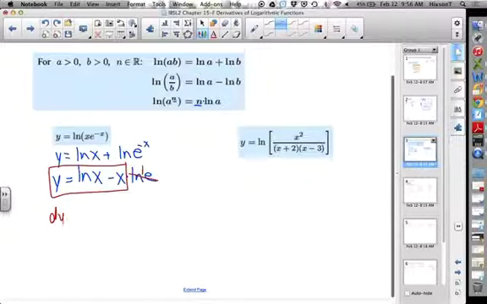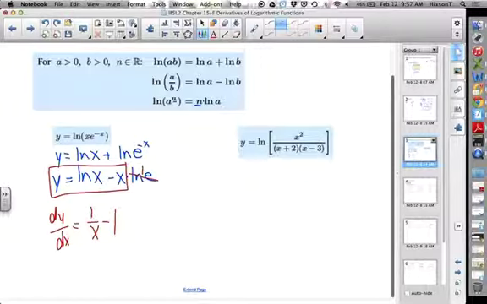What's the derivative of the natural log of x? 1 over x. What's the derivative of a minus x? Minus 1. And that's it. Now, would you get the same answer if you did the chain rule with the product rule? With the chain rule a second time?